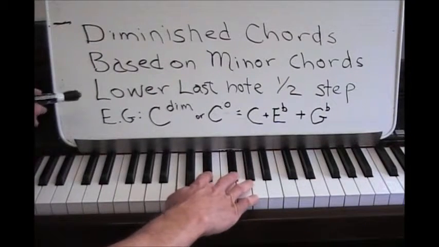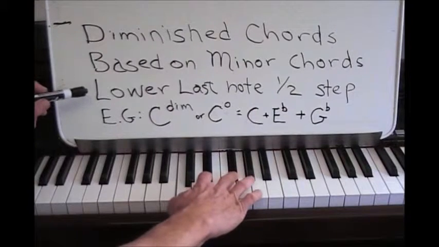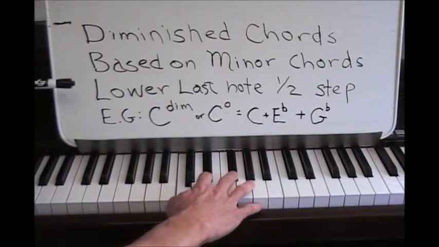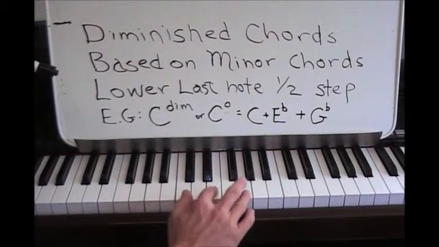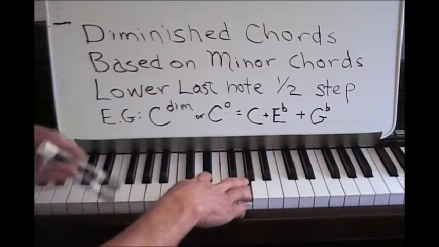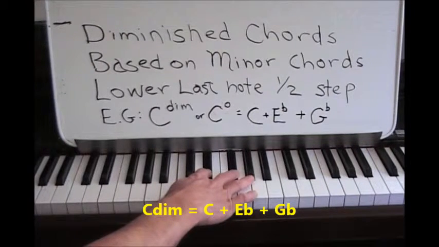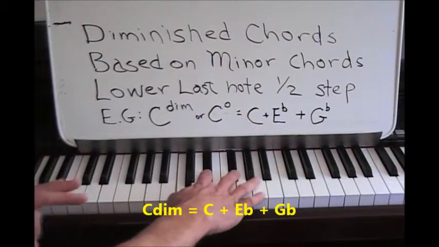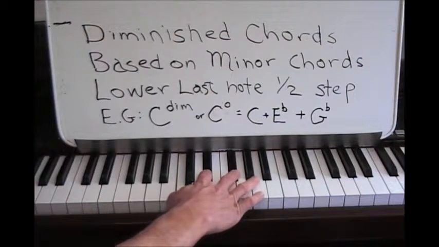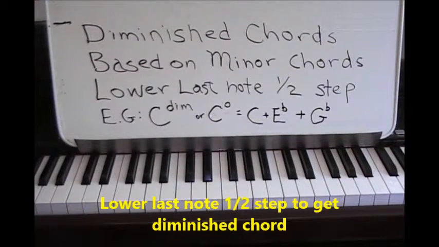So the easiest way to think of it is take the minor chord and then lower the last note 1/2 step. My example would be, here's C major, C minor would be C, E flat, and G, and C diminished would be C, E flat, and G flat. And this is true for any diminished chord you want to build. Start with the minor and then reduce it 1/2 step, and you'll get the diminished.